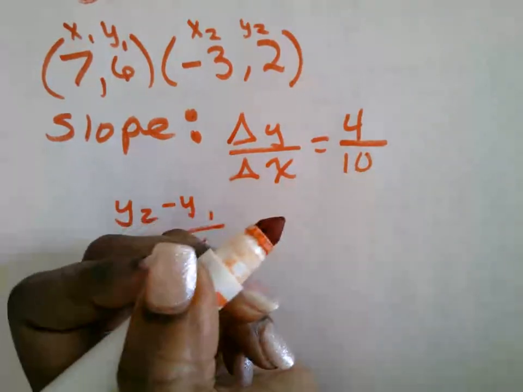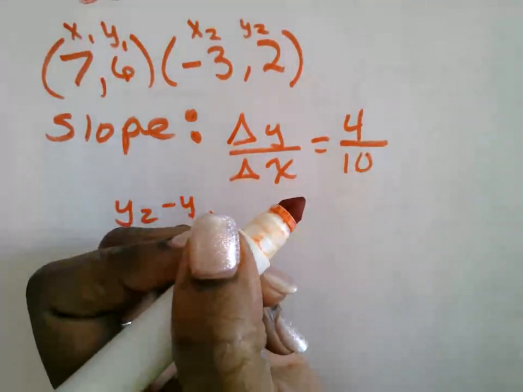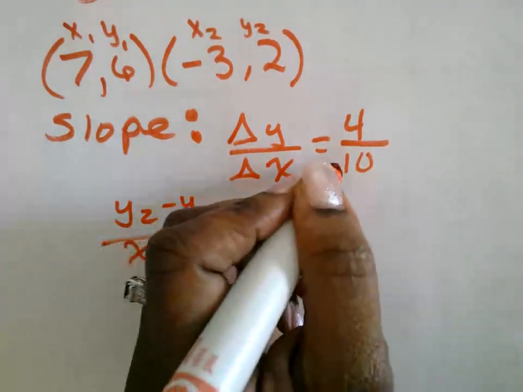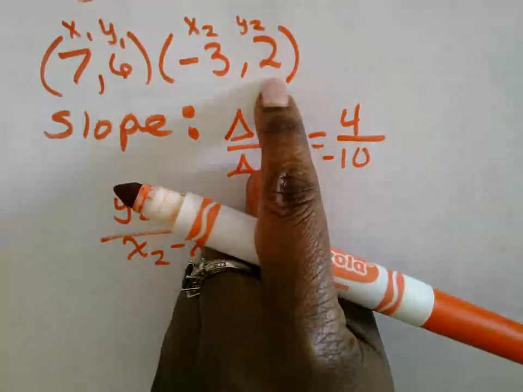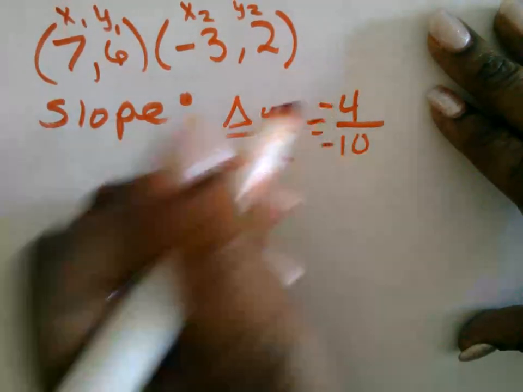And if you're going from 7 to negative 3, that's a negative. From 6 to 2 is also a negative.